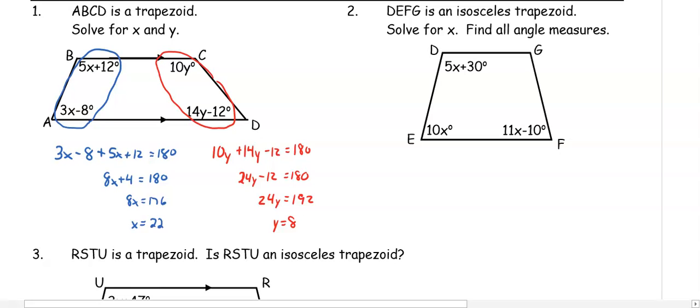In number 3, DEFG is an isosceles trapezoid, solve for x and find all measures. If it's an isosceles trapezoid, that means the base angles from each base are congruent. So 10x is equal to 11x minus 10. So we get negative 1x equal to negative 10, so x is 10. Then to find our angle measurements, we can substitute in. So we get 100 degrees, 5 times 10 plus 30 is 80 degrees. And because D and G are congruent, G is also 80 degrees.